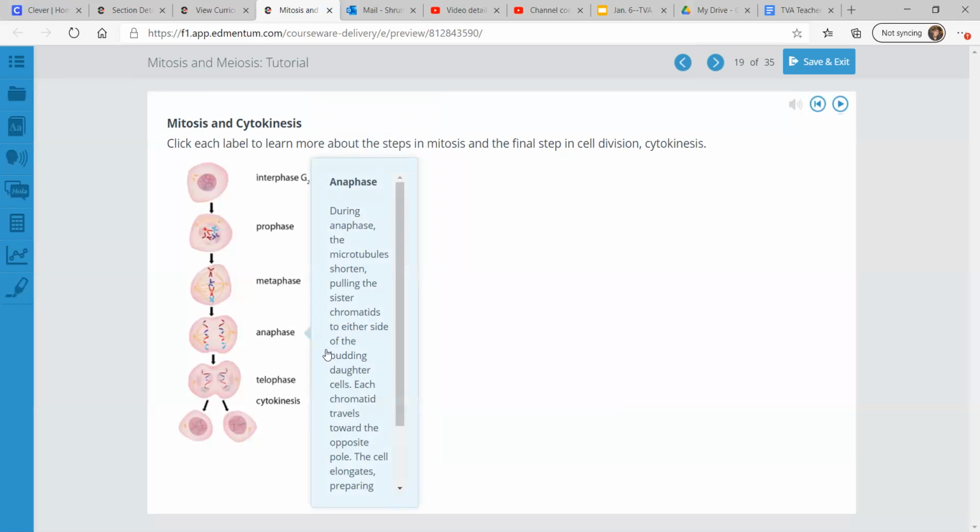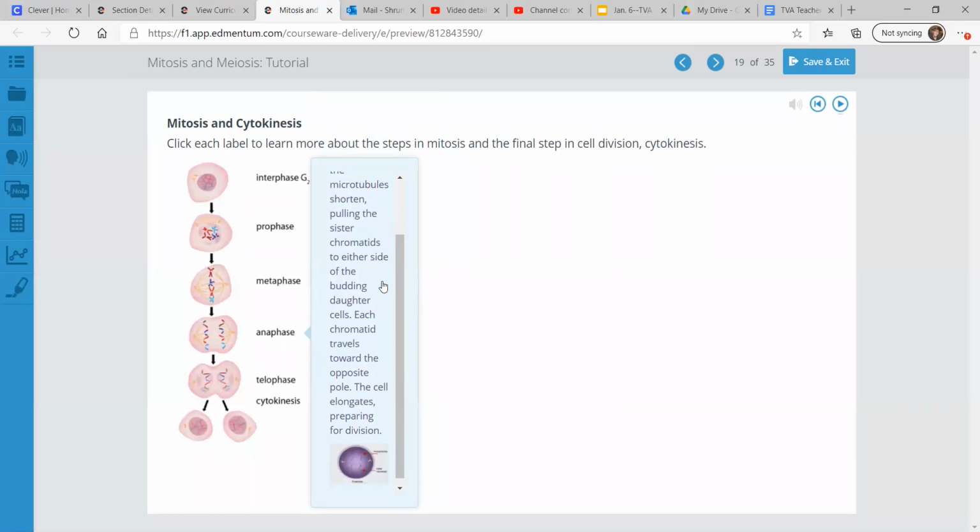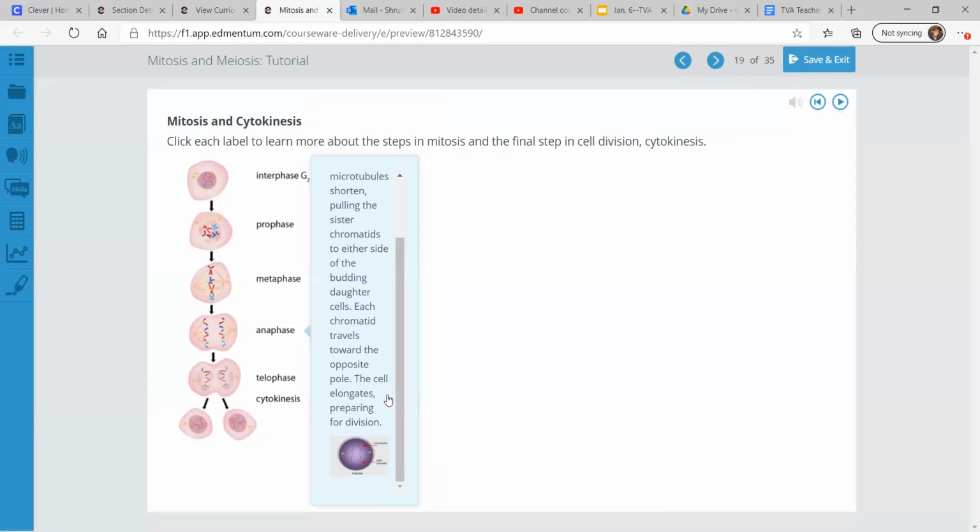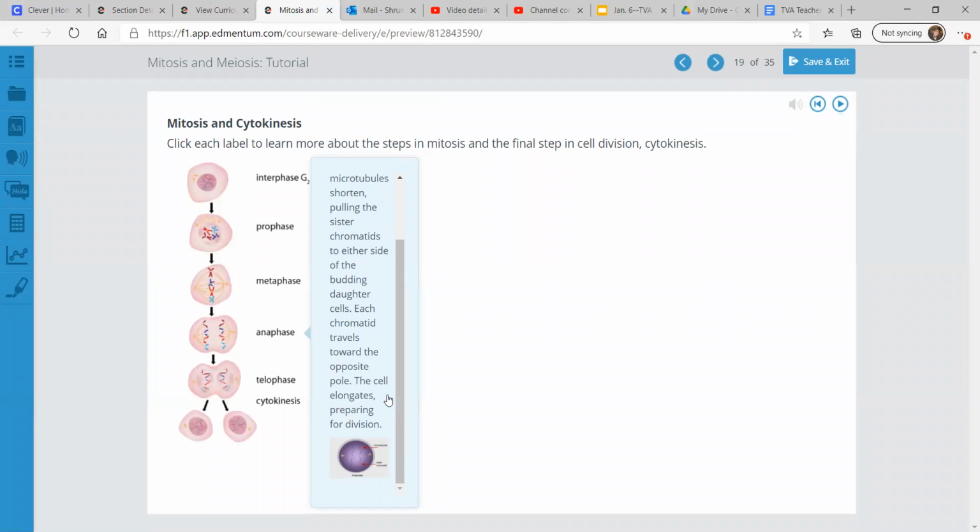Then we have anaphase, and here we have the microtubules shortening and then pulling the sister chromatids to either side of the budding daughter cells. Each chromatid travels toward the opposite pole. The cell elongates and gets longer and longer, preparing for division.